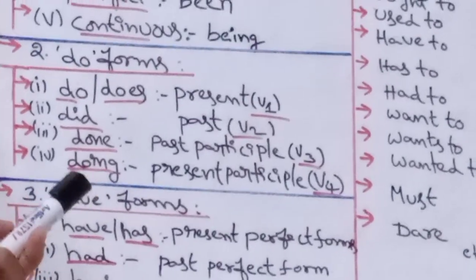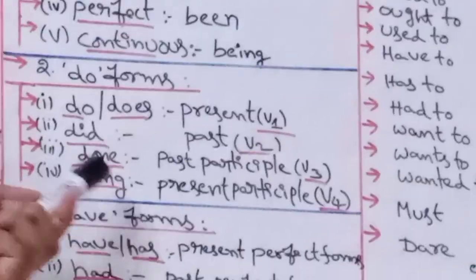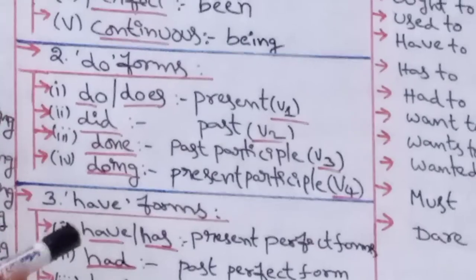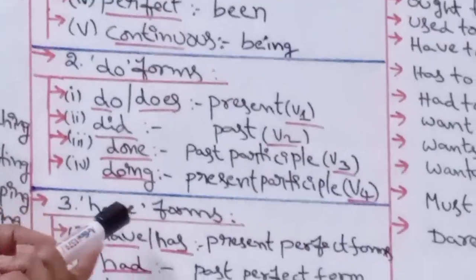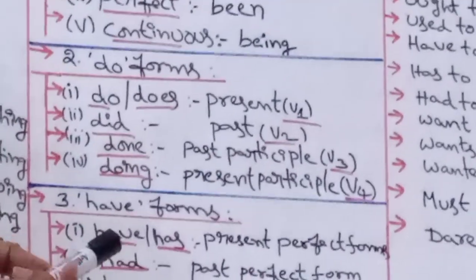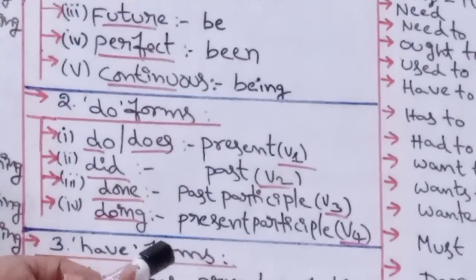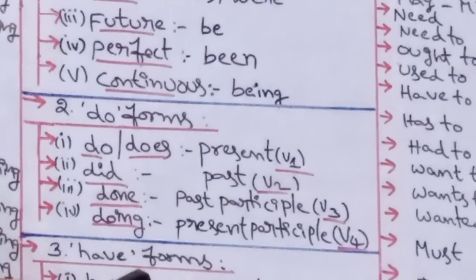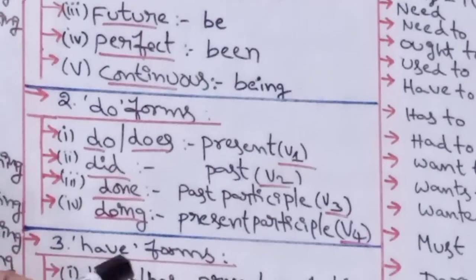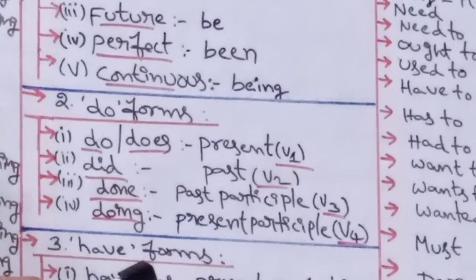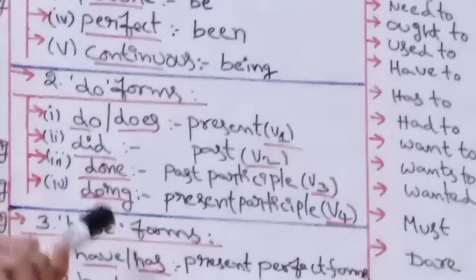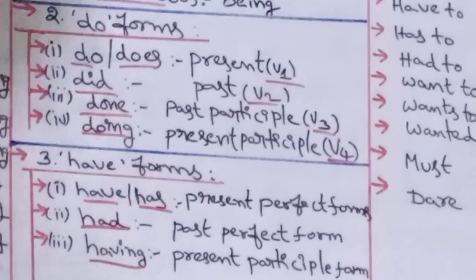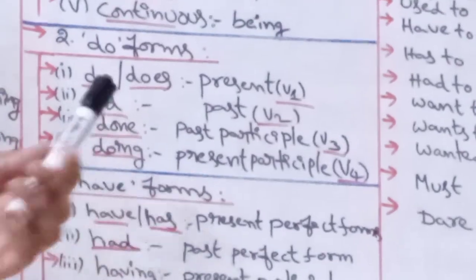Only after have, has, had it is used, because it is V3 form, past participle form. And next one, fourth one, doing. Next do form is doing, D-O-I-N-G, doing. It is called present participle form, V4 form. It has its own specifications, where to use, when to use, how to use. It's a separate chapter.